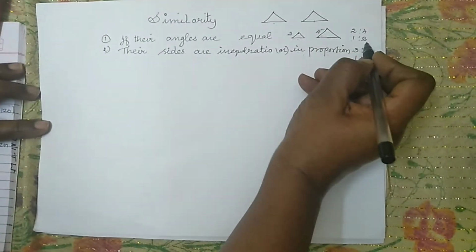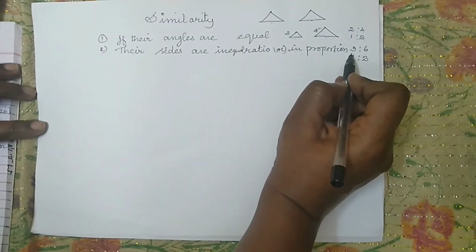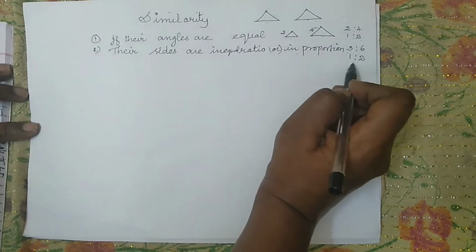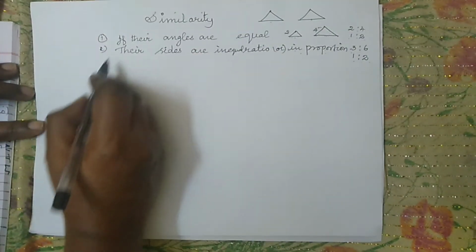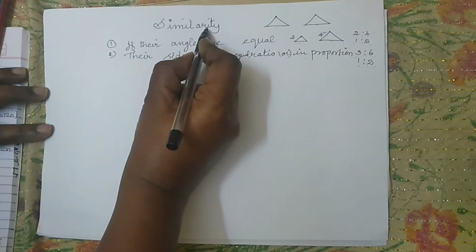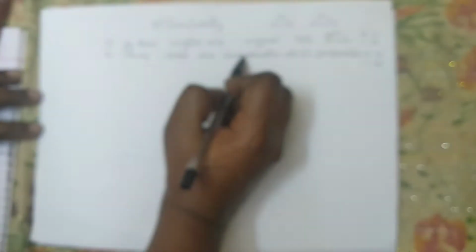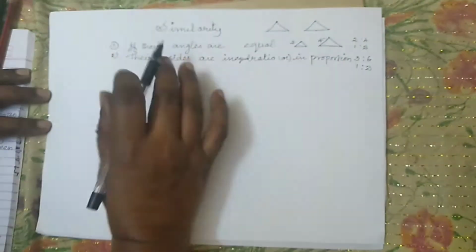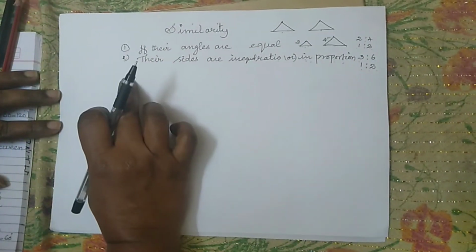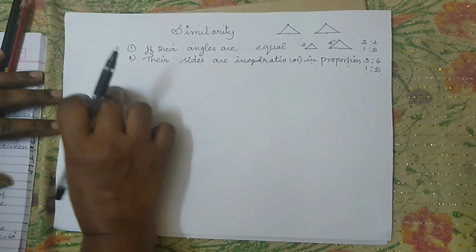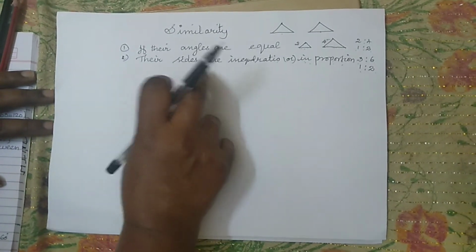So it is in the ratio 1:2. And suppose this is 3 centimeter, the other is 6 centimeter. They are also in the ratio 1:2. So the condition for similarity is their angles are equal and their sides are in equal ratio or in proportion. Then these two triangles are said to be similar.